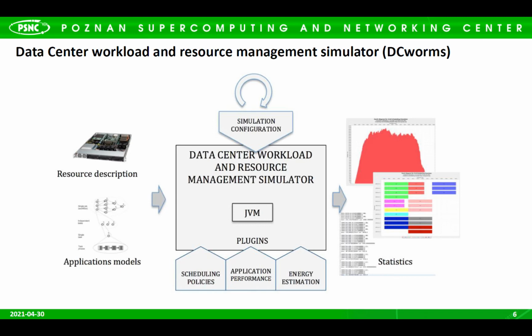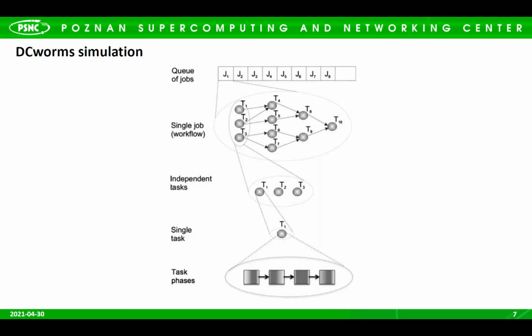In a nutshell, plugins allow the user to configure their simulation environment, taking into account specific research needs by modeling joint performance, energy estimation, and also implementation of resource management and scheduling policies. Simulation experiments performed in DC worms require a description of application requirements and characteristics that will be used during job and task management and scheduling processing during the simulation.